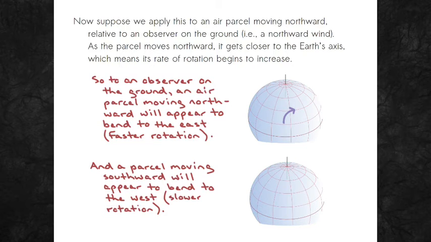So if I draw that in on my picture of the globe here, that means I have an air parcel that's moving southward, and as it moves southward, it bends off towards the west because it's going to start rotating more slowly. It's getting further from the axis, so it starts rotating more slowly. Okay, so that's the first kind of effect to think of, moving towards the axis and rotating more quickly. And that accounts pretty well for what happens when parcels move northward and southward.